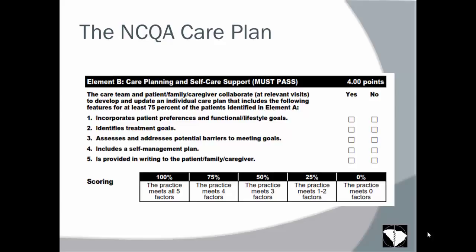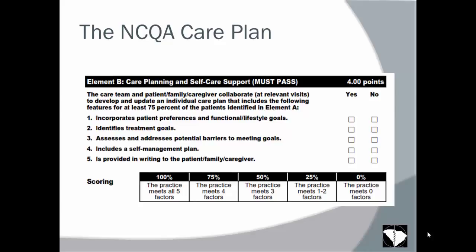3 is if you've assessed and addressed any barriers that might exist for the patient meeting those goals. And then the 4th is including a self-management plan of what you give to the patient. And all of this needs to be given to the patient in writing or to the patient's family or caregiver, depending upon the situation that is involved.